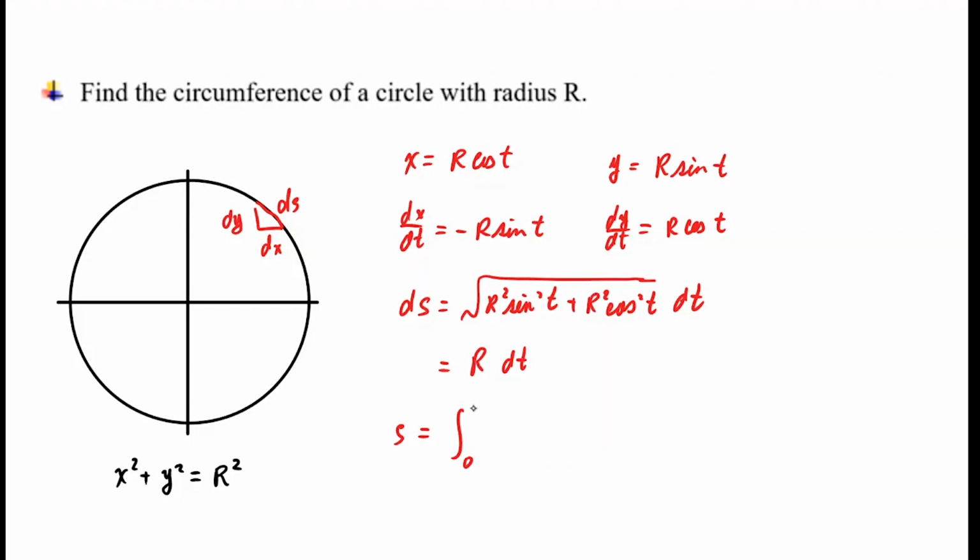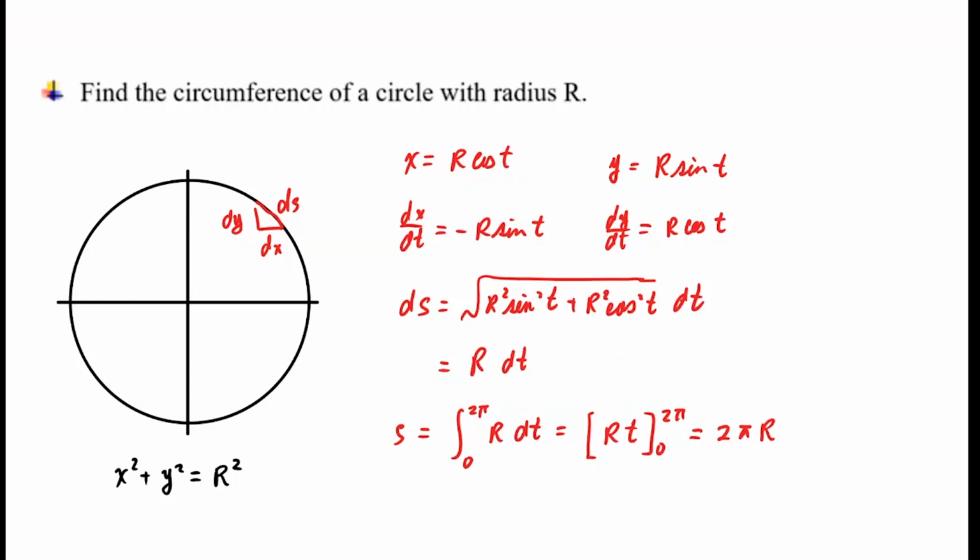And we vary that from 0 to 2 pi, to trace the circle once around, so 0 to 2 pi of r dt. And this is one of the nicer integrals out there that just gives you r t, 0 to 2 pi. And of course, that gives you 2 pi r. How about that? Dang, huh?